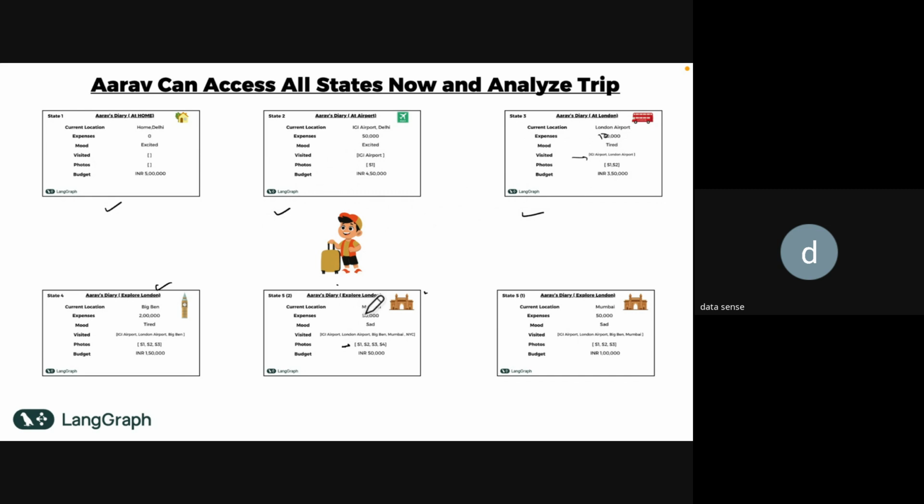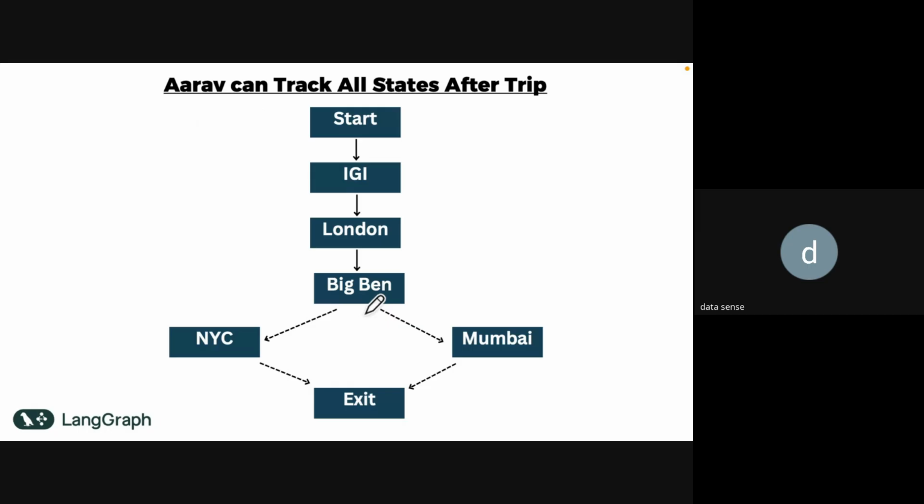So if you see this through, after every task that he did, he took a snapshot of whatever work has been done, and he has access to each of the snapshots. Through each snapshot, he can basically see what happened where, and from where. He can analyze a lot of things. Now, this is the whole concept of LangGraph. Okay. So if you see, this is what happened in the trip. The person started here. It went to IGI airport, went to London, then went to Big Ben. From there, he had the option of either NYC or Mumbai, and then he could exit.